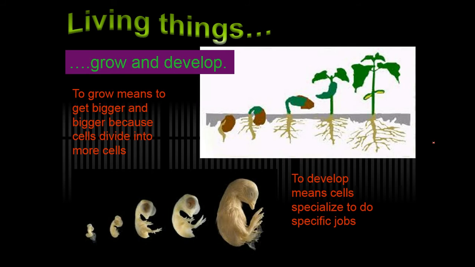It's called specialization. So when a living organism starts out, all the cells look the same and do the same job. But as something grows into an adult or into a more mature organism, like you see in these pictures of this chicken embryo, those cells become specialized to do specific things, like eye cells are specialized to see, and heart cells are specialized to pump blood, and things like that.